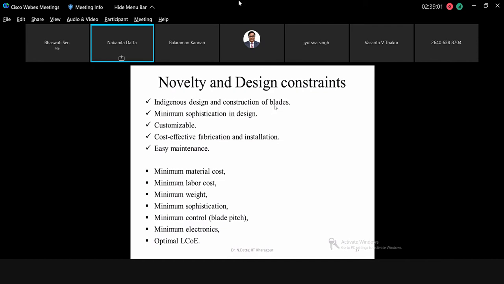For a certain location with a certain wind potential, the fabrication and the installation will be cost effective, and the maintenance will be easy. So we have some design constraints. If we have to show this novelty, we have to have some design constraints. What are they? We have to minimize many things: material cost, labor cost, weight, sophistication, and minimum active control, which is the electronics, and therefore we optimize the LCOE, the levelized cost of energy.